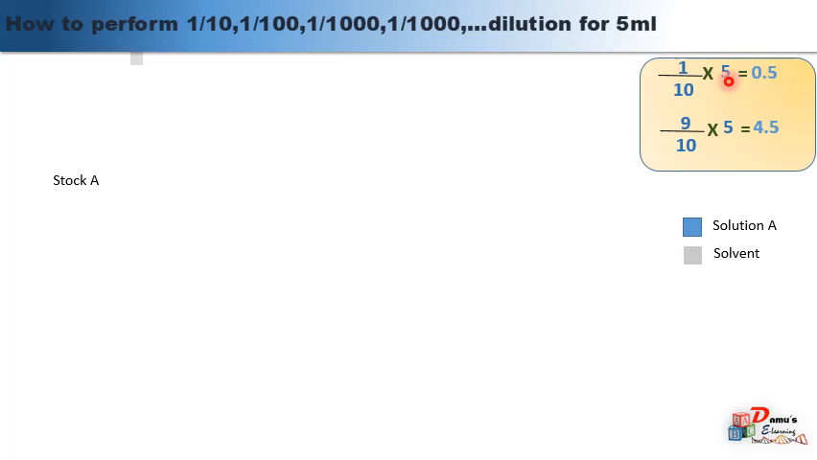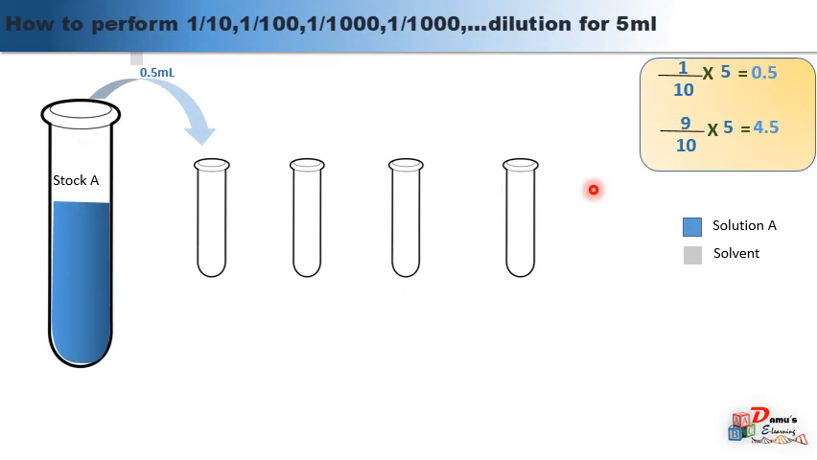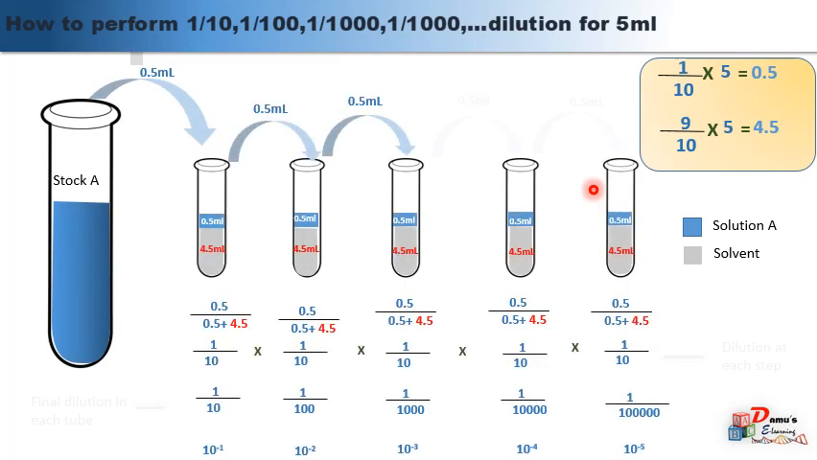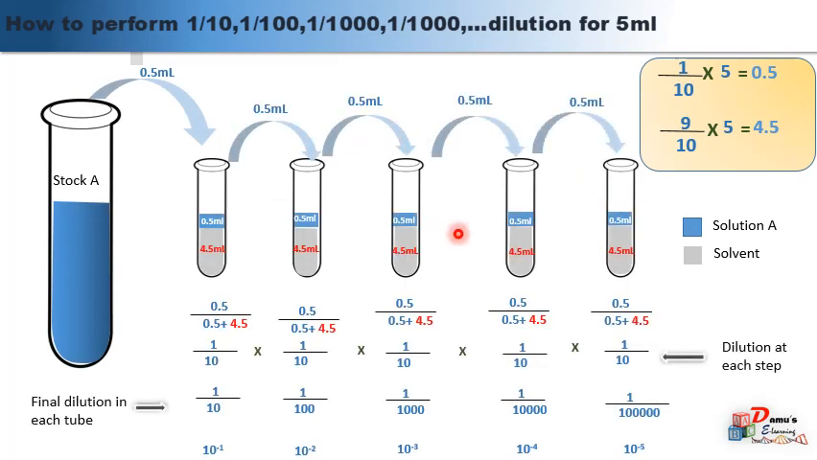Or to make the concept more clear, it is 9 by 10 into 5, which is the solvent amount. So 9 part is the solvent amount in the total mixture, and that is how we do the serial dilution. So again, we'll take 5 different tubes and then we will do the similar dilution.